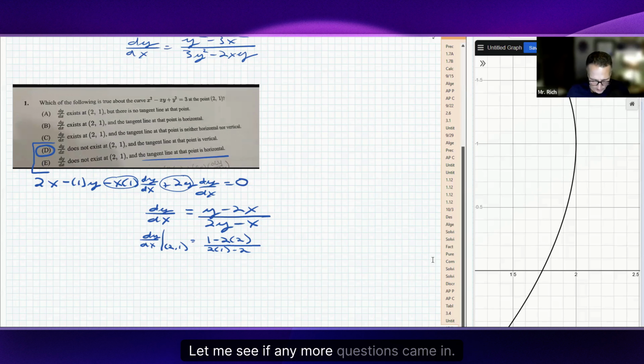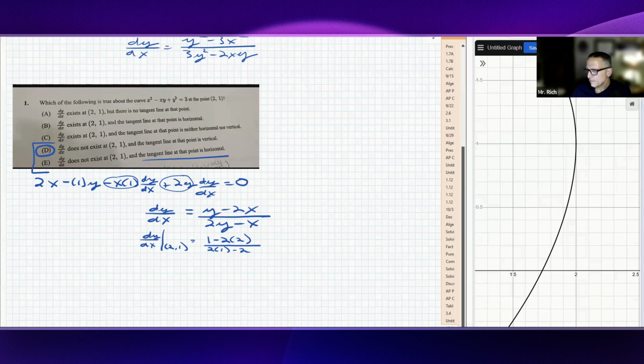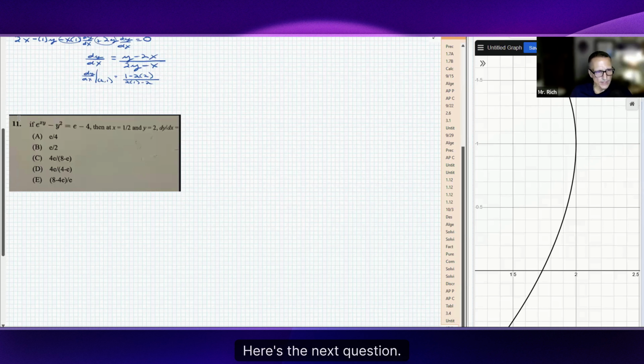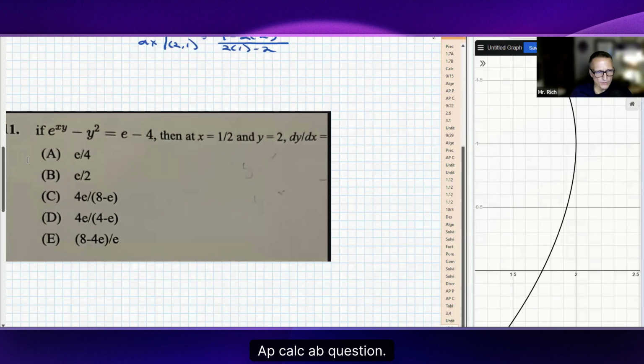Let me see if any more questions came in. We got a few more. All right, let's do this. Here's the next question, an AP Calc AB question.